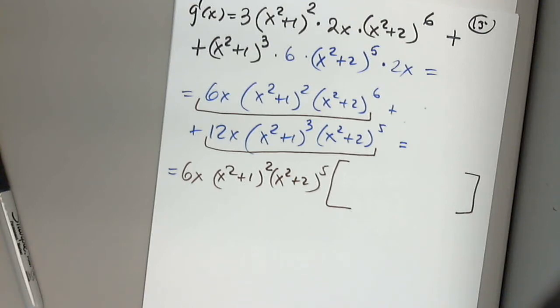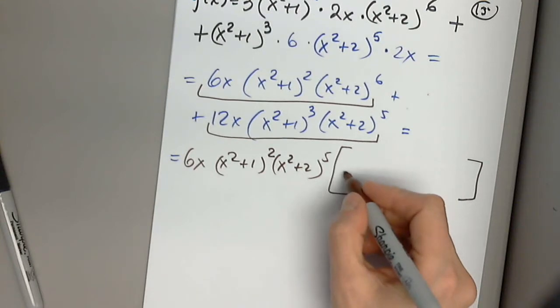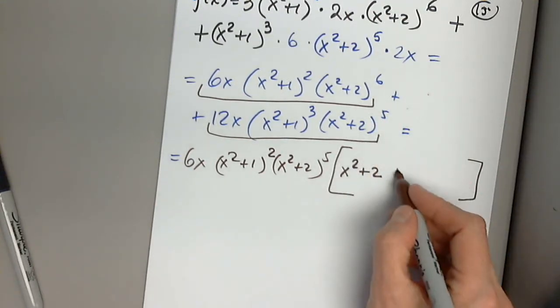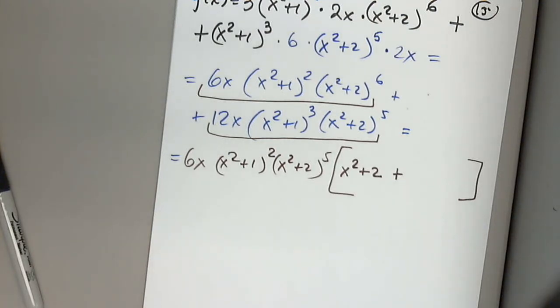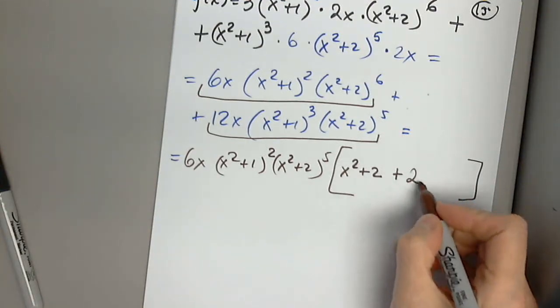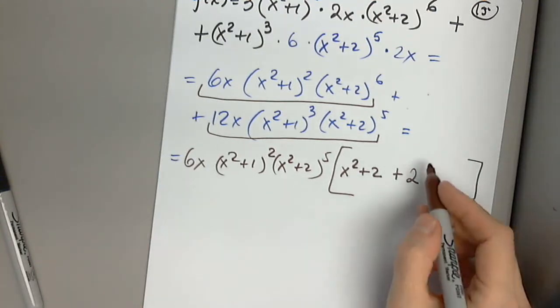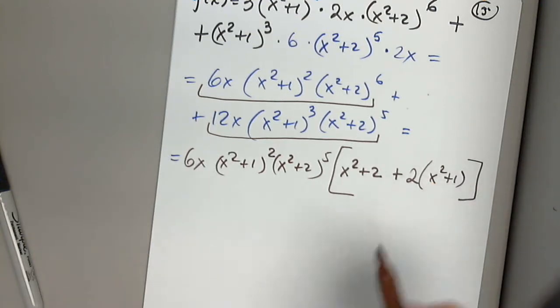So what is left from the first term inside the brackets? X squared plus 2. Now plus. From 12x, I took out a 6x. So there is a 2 left inside. Then, from x squared plus 1 to the third, I took 2 of those out. But 1 is left in. And then all 5s are out.